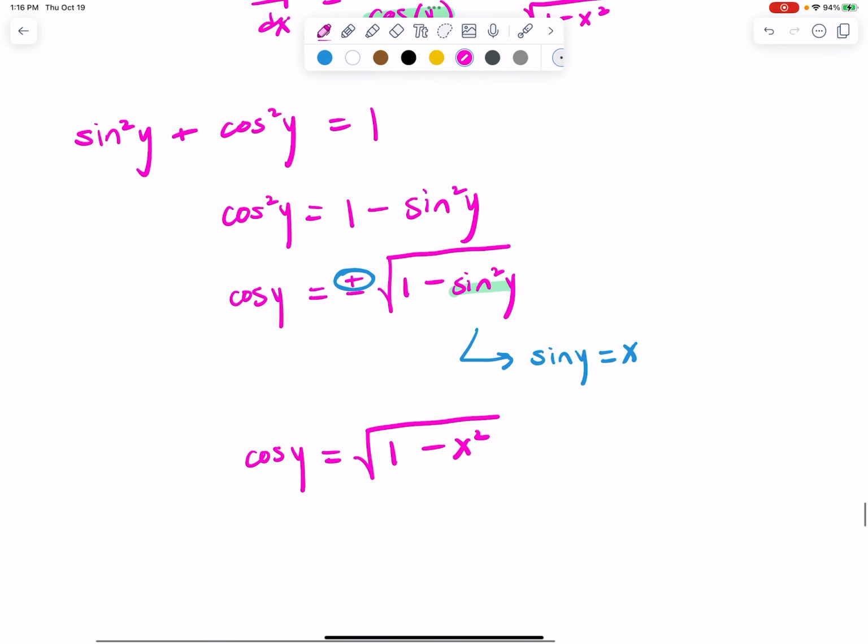So this question is, find the largest interval of the form negative a to a on which y is a differentiable function of x. Well, looking at our derivative here, we want to find the interval of y.